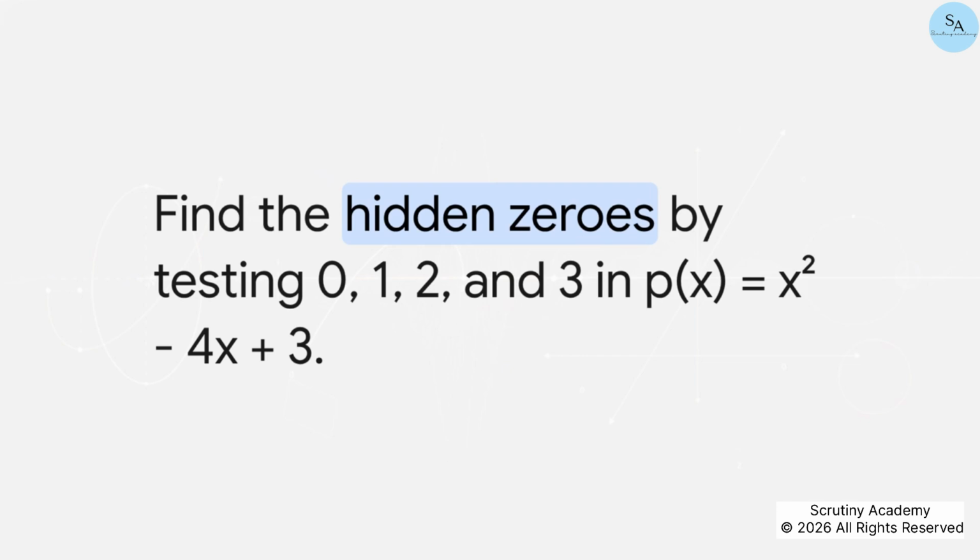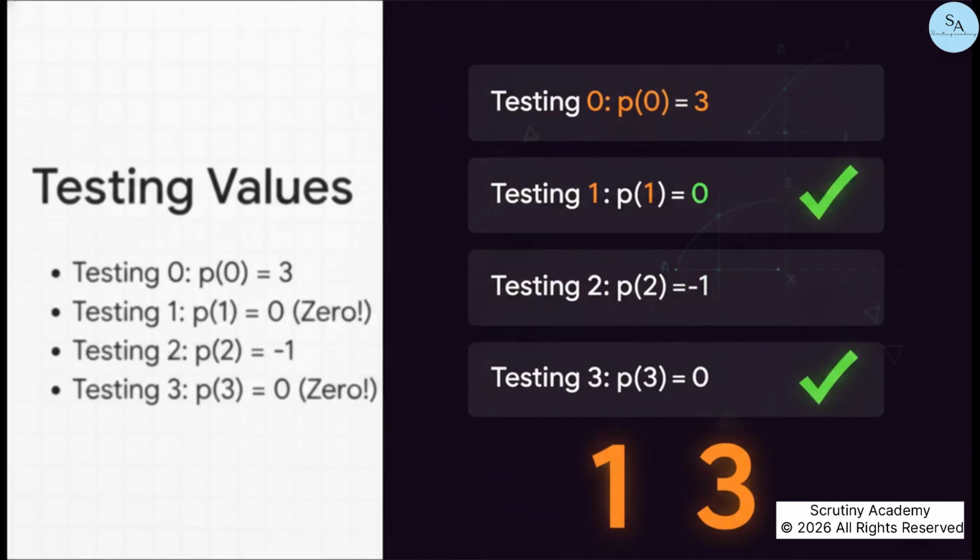Don't let it intimidate you. We are just running our machine 4 times. You've got this. Let's walk through these calculations sequentially. First, testing 0. 0 squared is 0. Minus 0 plus 3 leaves us with 3. Not a 0. Let's test 1. 1 squared is 1. Minus 4 times 1 is negative 3. Add the 3 at the end, and that equals 0. We found 1. 1 is a 0.